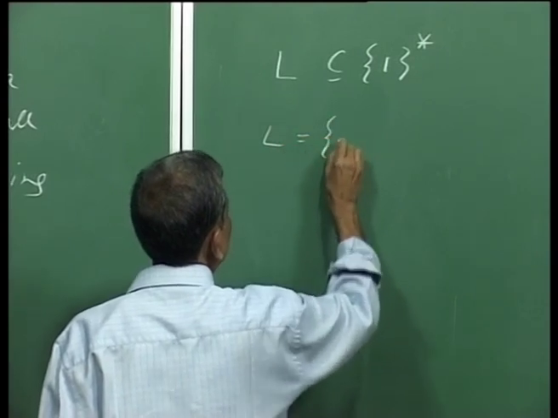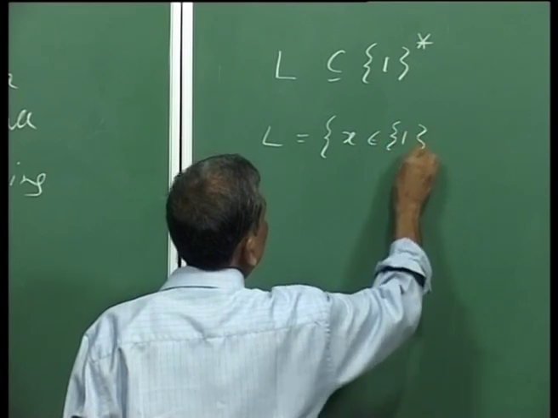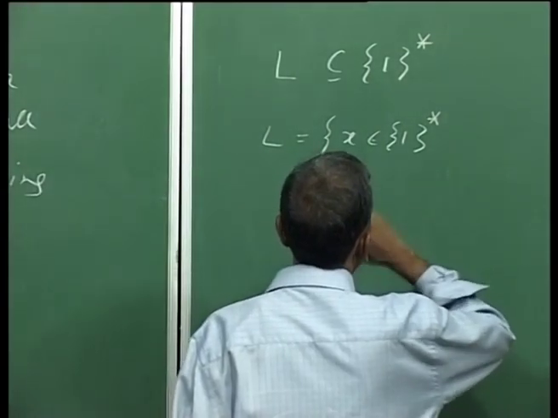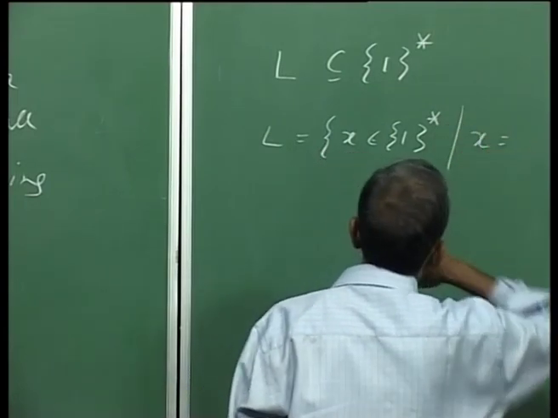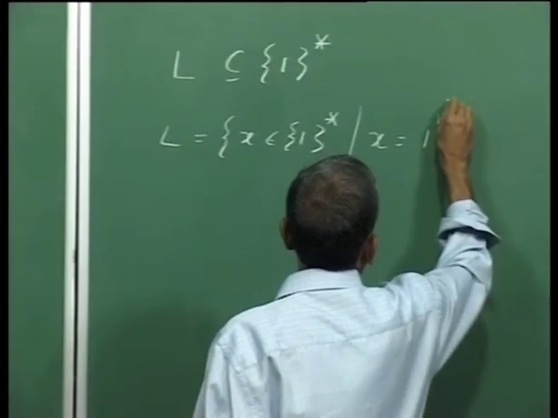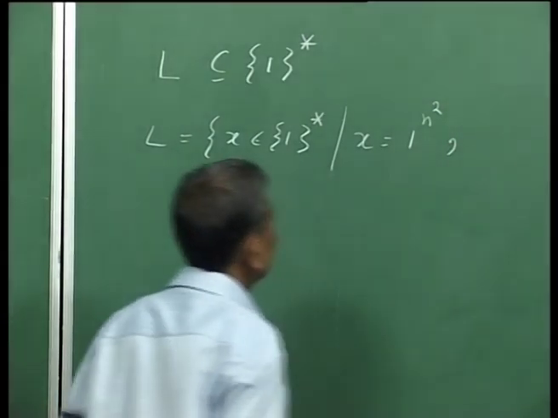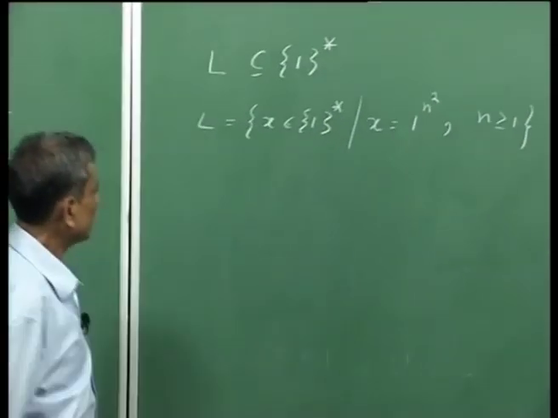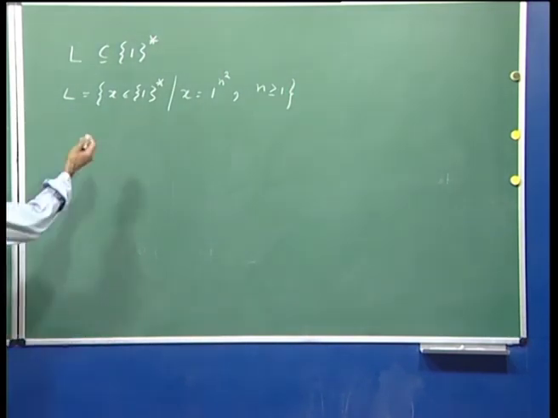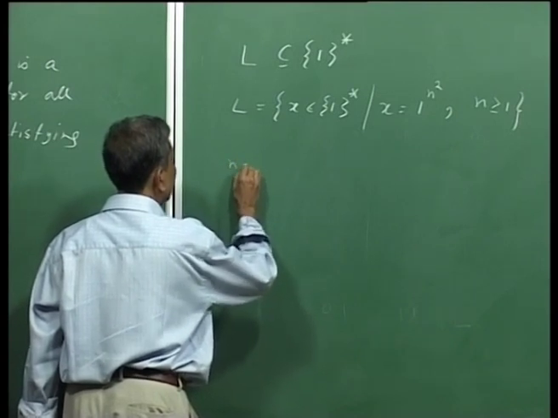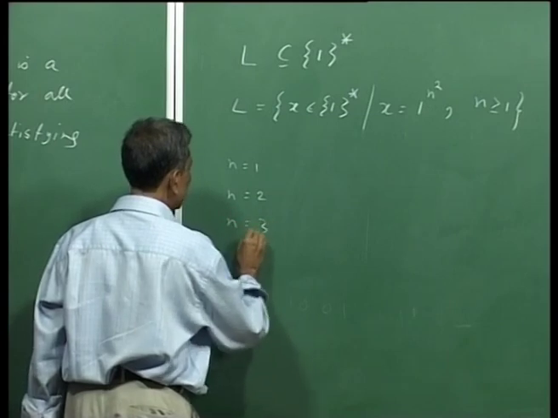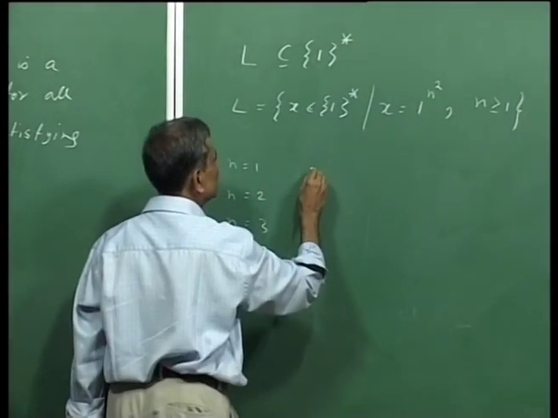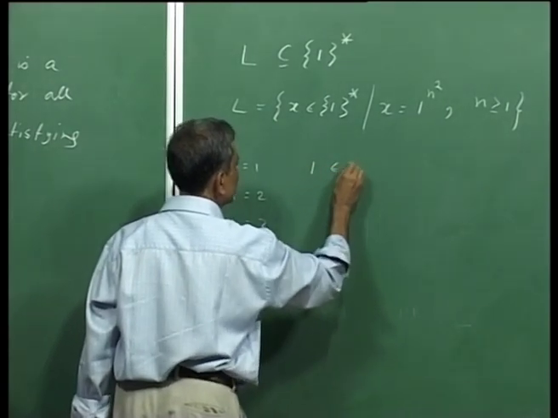L is all those strings over the alphabet just 1, such that x is of the form 1 to the power n squared, where n is greater than or equal to 1. So, basically what we are seeing is, you can take n equal to 1, n equal to 2, n equal to 3 and so on. If n equal to 1, then the string that you get is 1 to the power n squared, which is 1. So, this is in the language L.